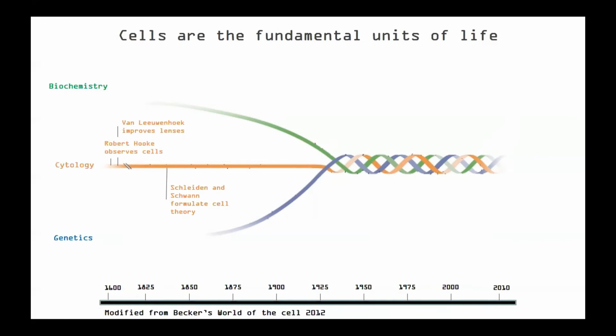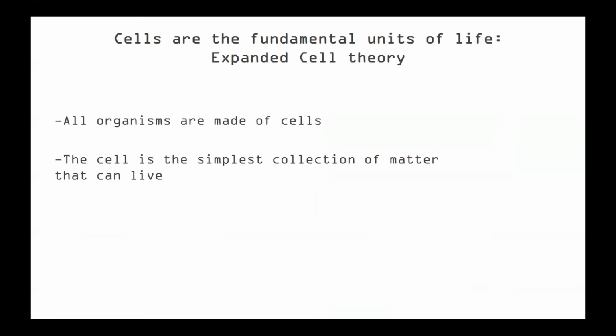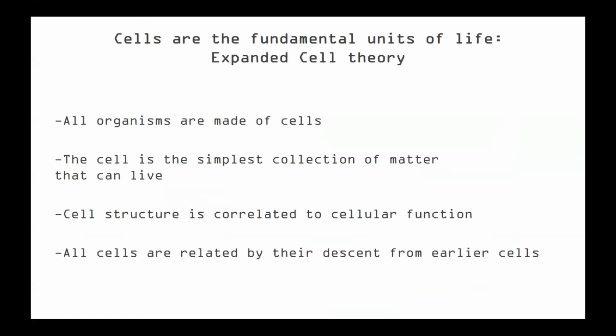So what is cell theory? Let's just refresh our memory. Expanded cell theory means that all organisms are made of cells. The cell is the simplest collection of matter that can live on its own. Cell structure will be correlated to its function. We'll be talking about this a lot more later. And all cells are related by their descent from earlier cells, and that's where the genetics component comes in.